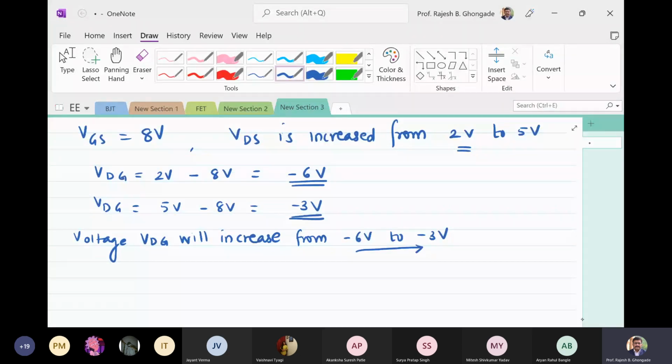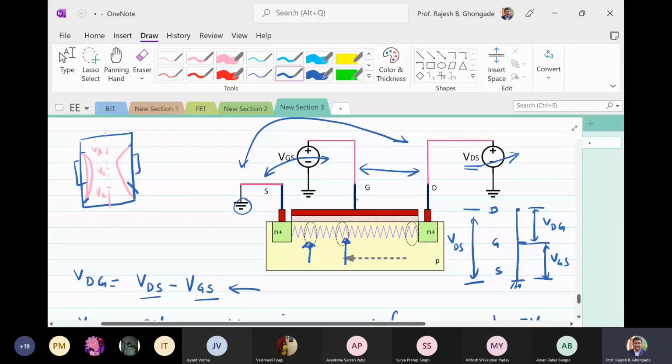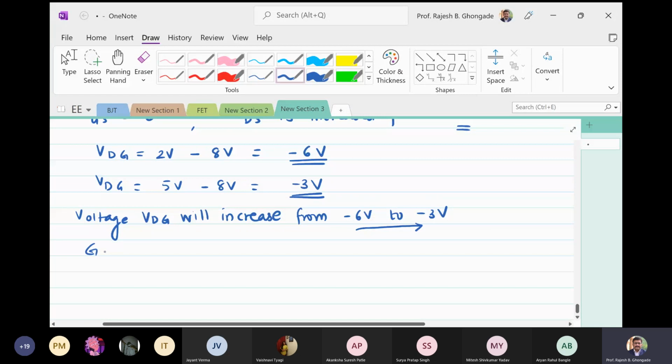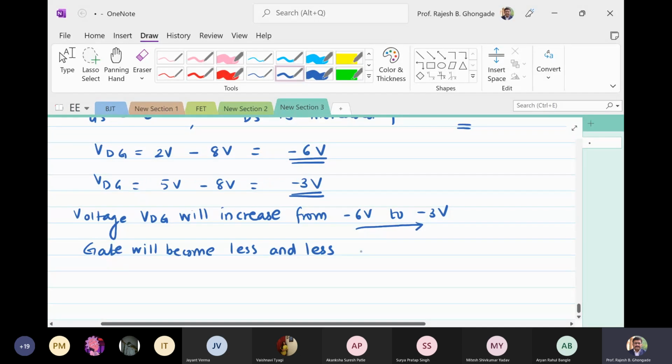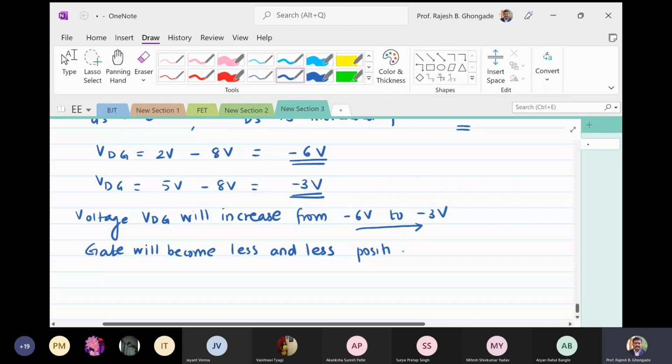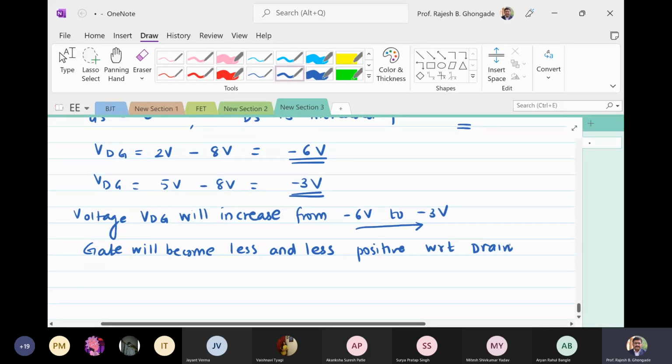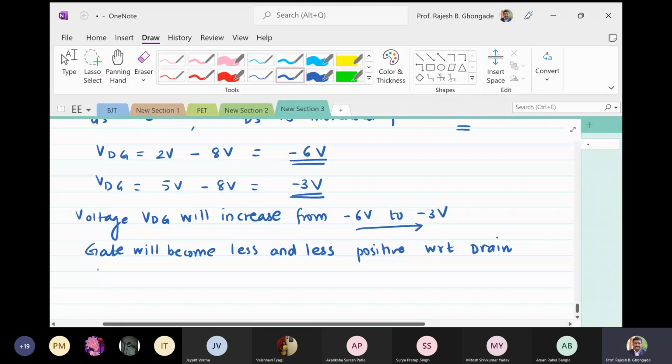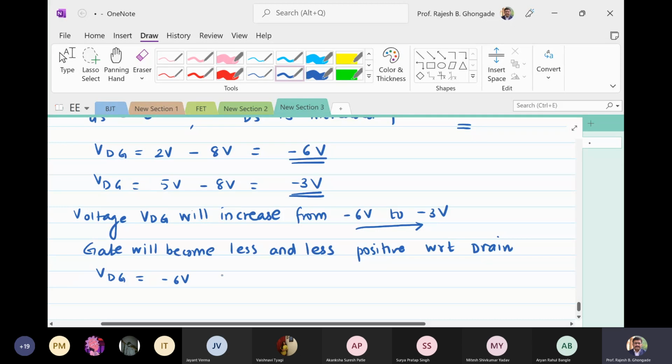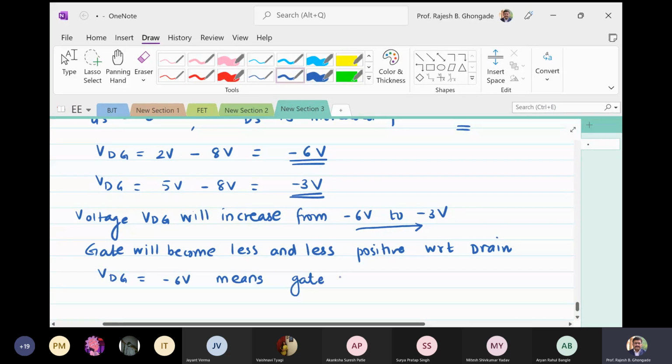So gate will become less and less positive with respect to drain. This is the gate terminal. So I'll write it down. Gate will become less and less positive with respect to drain. So with VDG as minus 6 volts means gate is plus 6 volts higher than drain.